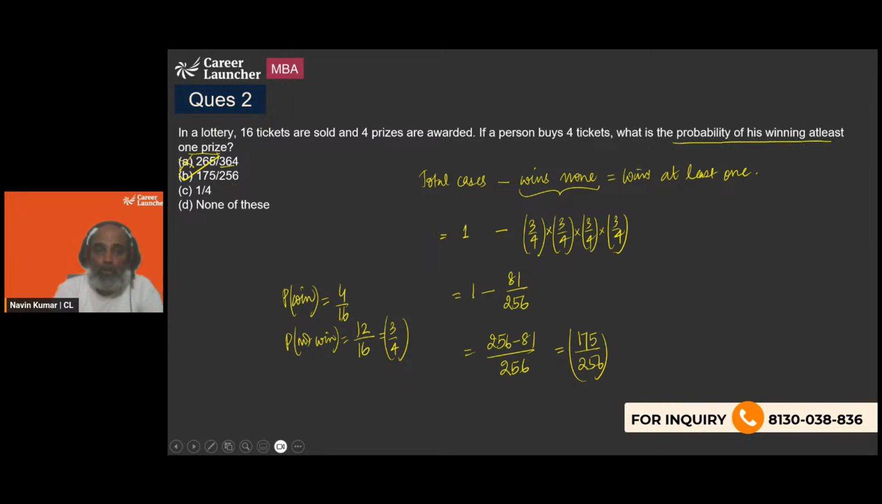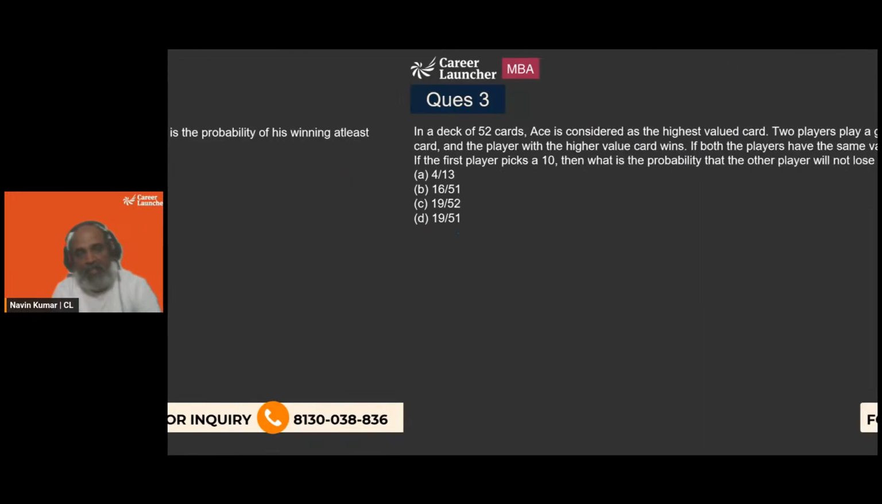Right? So the probability of him winning all the 4 prizes, or when he buys a lottery ticket, there are 4 lottery tickets out of 16 where he can win a prize. So that's 4 by 16. Not winning would be 1 minus 4 by 16, or we can say the remaining 12 lottery tickets where there is no prize, out of those 16 total tickets. So that's 3 by 4. Since there are 4 tickets, we will have to continue multiplying them, right? Okay, next one.